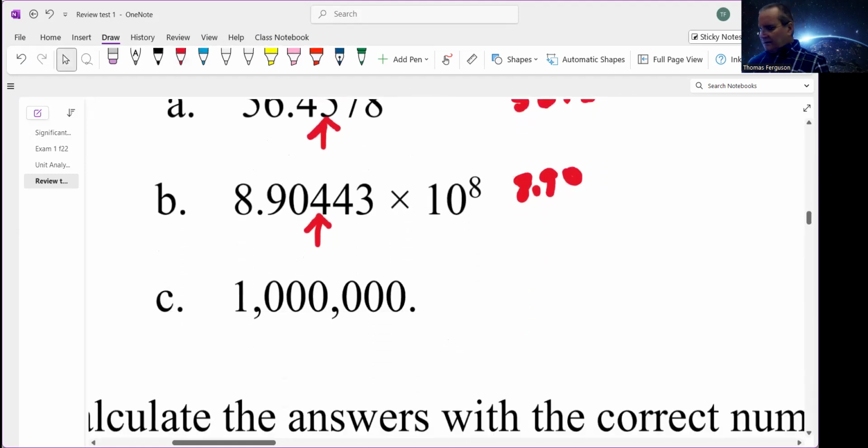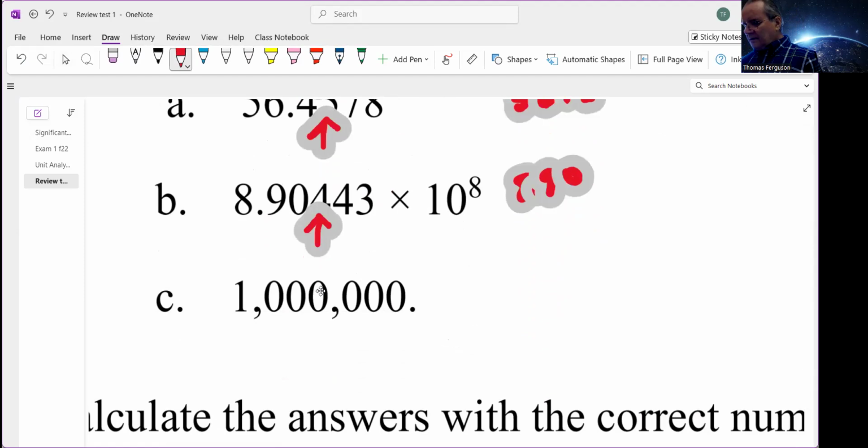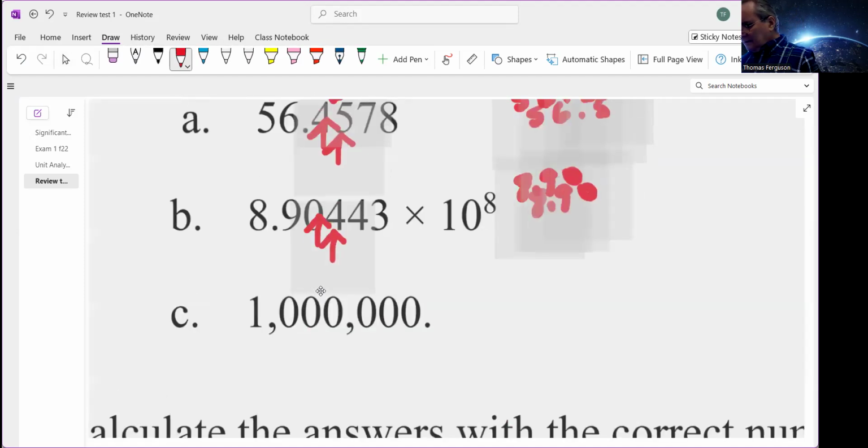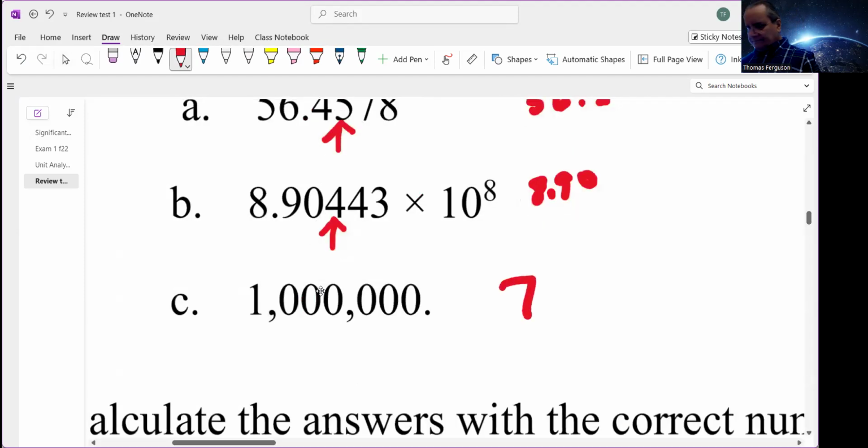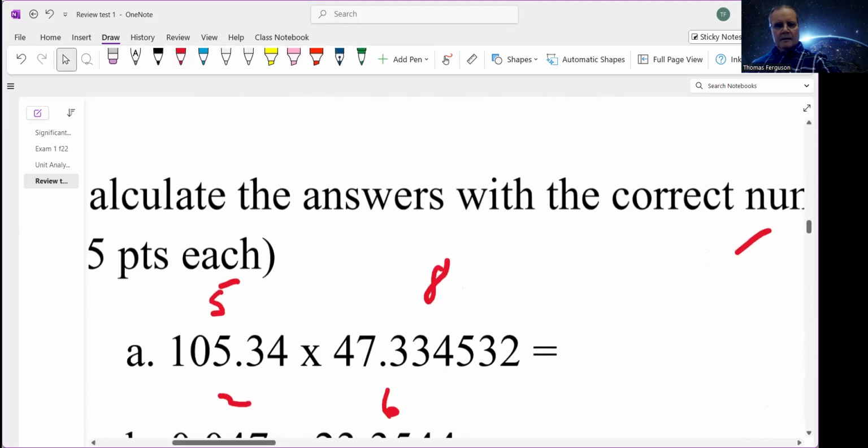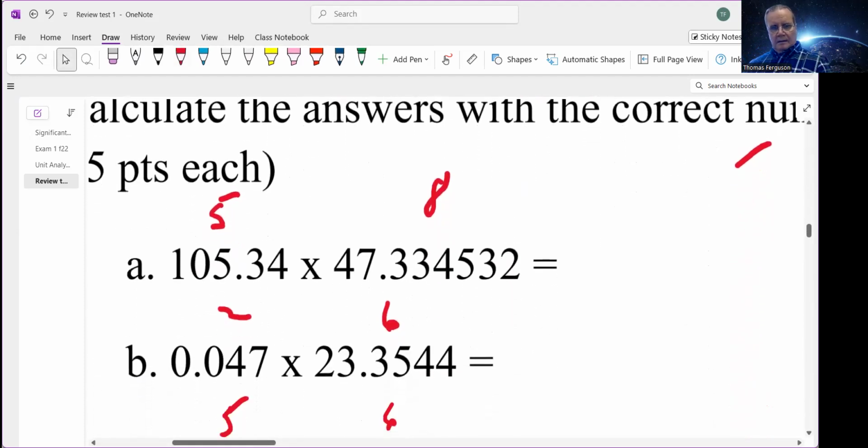Okay, and this guy here. Now we have a decimal point. That means the trailing zeros count. We have 3, 6, 7. Okay, now we're multiplying or dividing. That means that our answer is going to be 5 sig figs in this case.